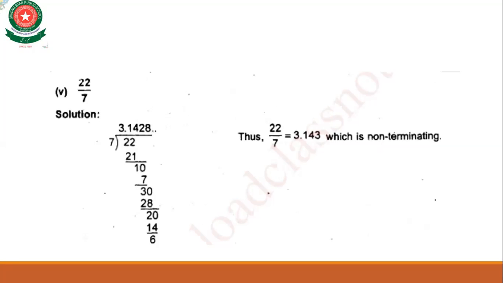So the 22 by 7 is equal to 3.143. Here again you can see that we have to round off the equation 3.1428, which is equal to 3.143, because 8 is greater than 5, so while rounding off the equation we have to add 1 with 2, then the equation will be 3.143, which is non-terminating.